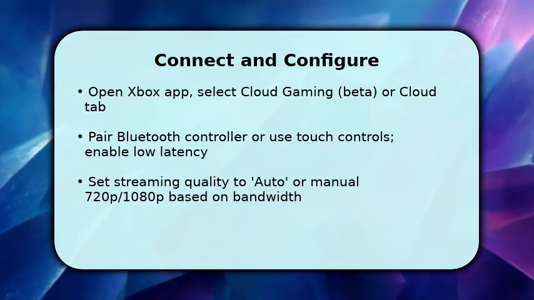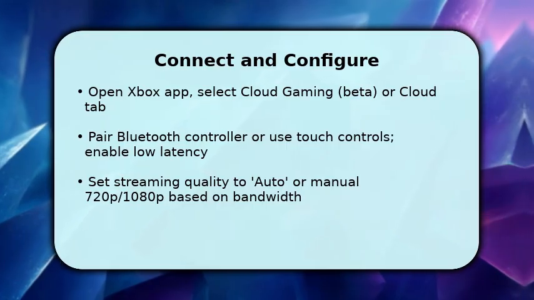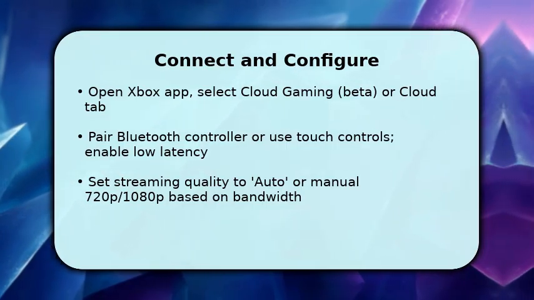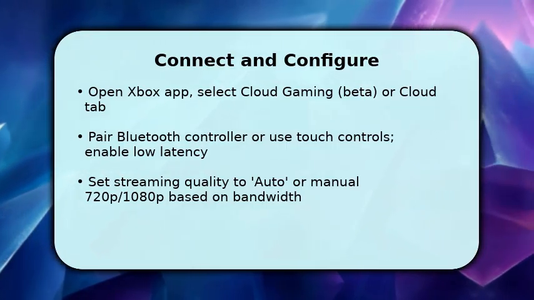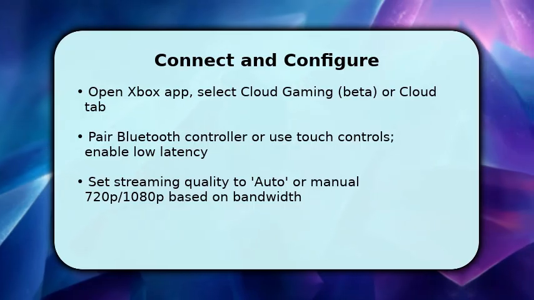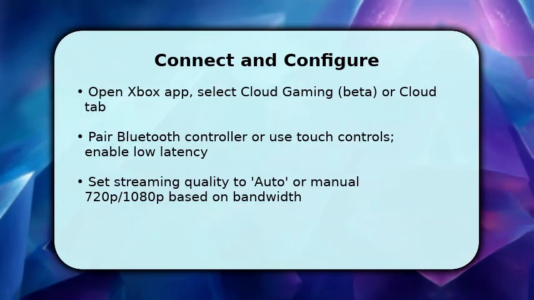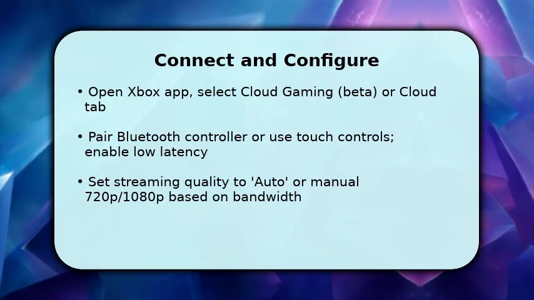First, pair an Xbox controller over Bluetooth for native input, or accept on-screen touch if you prefer. Pairing is in phone Bluetooth settings, and the Xbox app will confirm. Then open the cloud gaming section and choose a game.